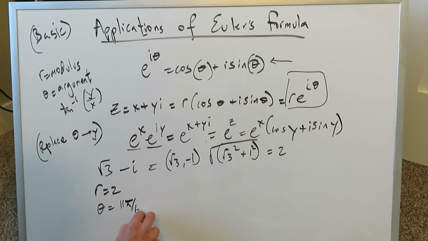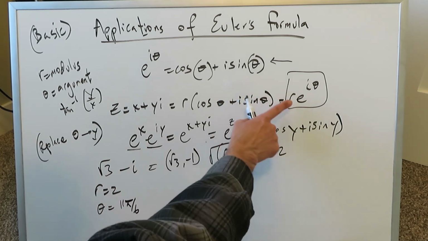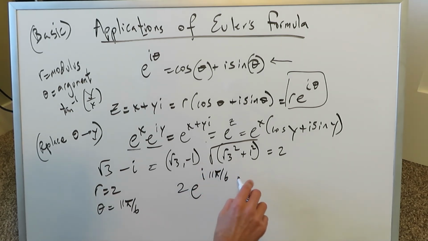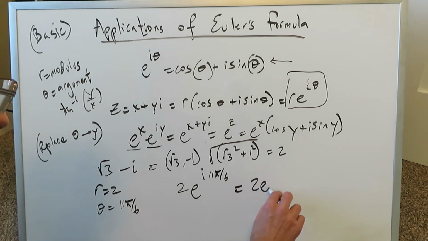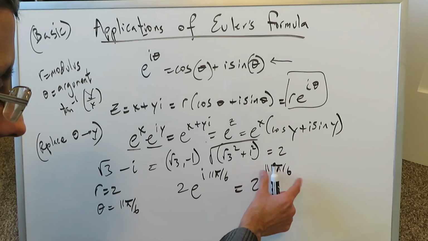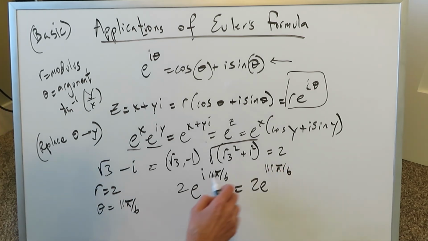11 pi over 6. So when I'm writing this into this form right over here, re to the power of i theta, I'm getting here 2 e to the power of i, and then theta is 11 pi over 6. If you want, you can write this again as 2e to the 11i pi over 6. You don't have to, you can flip around with these letters if you want, but this right here is just as fine, and that right there would be your answer. 2e to the power of i 11 pi over 6.